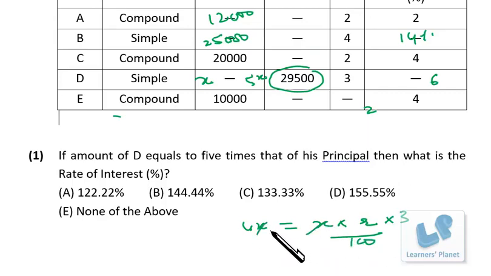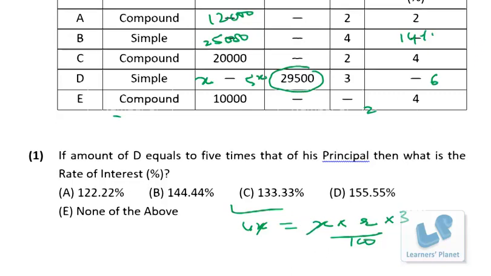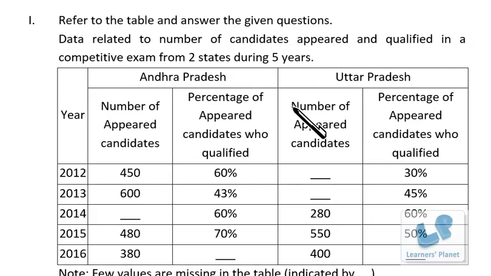So very easily you can calculate, right? It is 4 by 3 into 100, so that is 133.33%, right? Pretty simple. I hope all the 5 questions of this set are clear. Now let's see this next set of questions. Once again, 5 questions are there.